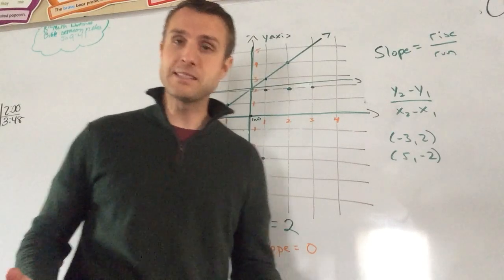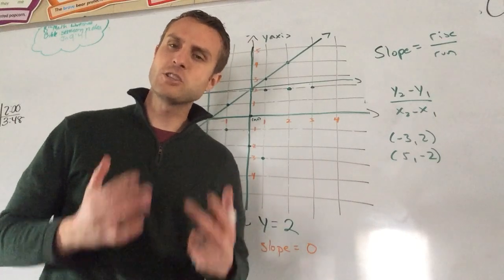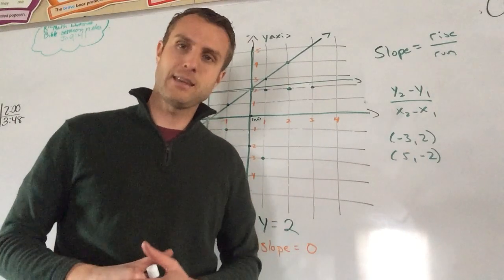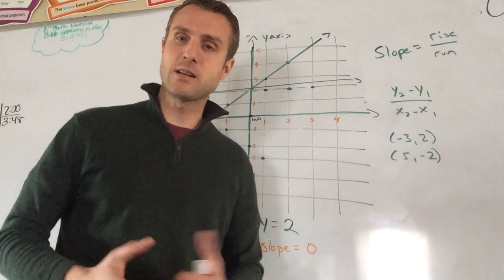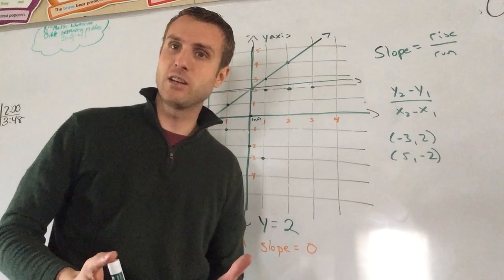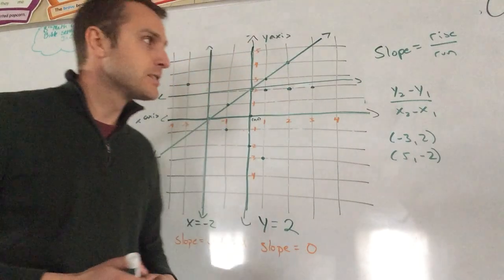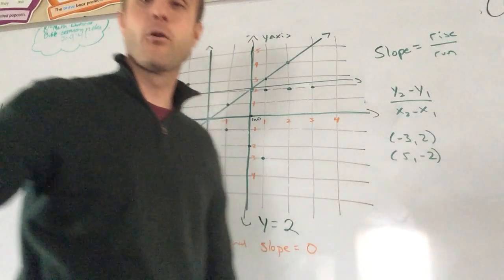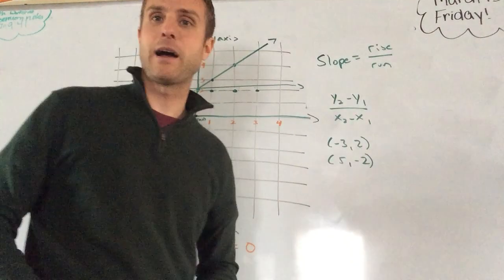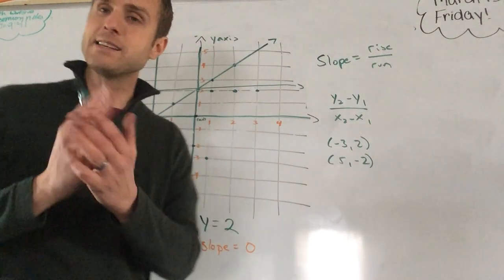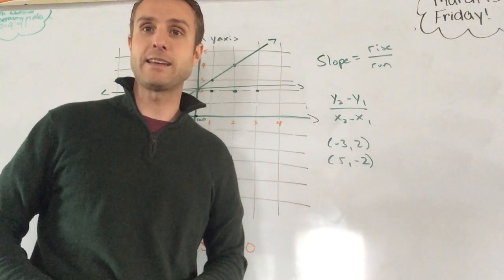If any of you have ever been skiing or any of you have ever traveled in a mountainous area, you know the slope is how steep something is. And it's the same thing in math. The slope is how steep something is, but we use a fraction to describe how steep that line is. So the formula for slope is simply my rise over my run. The rise is how far up and down. The run is how far left to right.